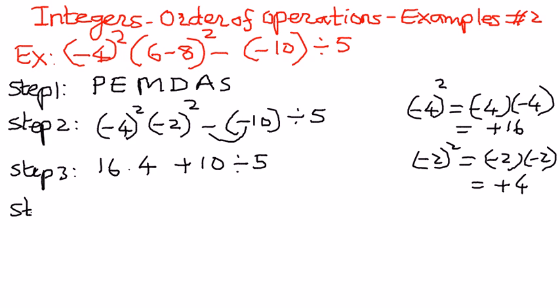So as step number 3, we want to perform the multiplication. We have performed the parentheses. We simplified the numbers inside the parentheses. We've expanded the exponents. Then we're going to do the multiplication operation. And when we do the multiplication operation, we're looking at these two numbers. 16 times 4 is equal to 64 plus 10 divided by 5. That is what we have.